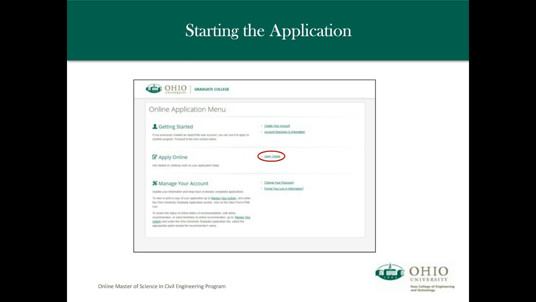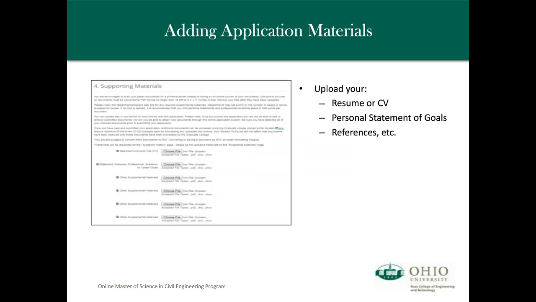And you would be selecting, at this point, the Apply Online. So that's the section that you would go to next. And this is the area where you will be adding your application materials. You'll upload your resume. You will also upload your personal statement of goals and any references that you may have. And if there's any issue at all with uploading documents, please know that I can upload those for you, or your advisor can do that. So you'd simply email us your documents, and we would be able to do that for you.